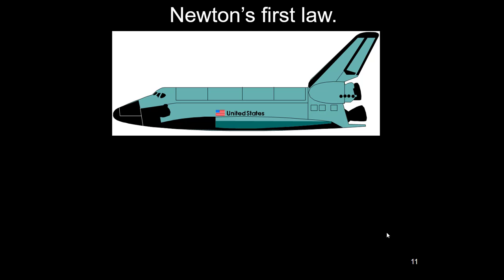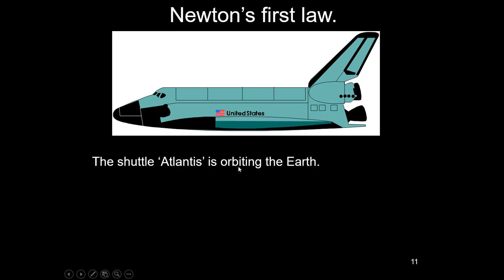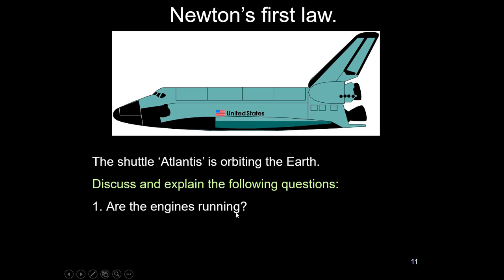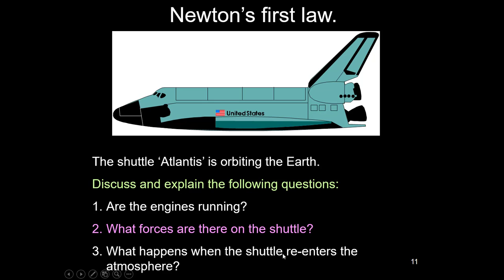Okay, so a very good example that we can look at is always space with Newton's laws. So the shuttle Atlantis is orbiting the Earth. Discuss and explain the following question. So, are the engines running? What forces are there on the shuttle? And what happens when the shuttle re-enters the atmosphere? Okay, so you can pause it here and you can think about the answers and then just play once you are done.